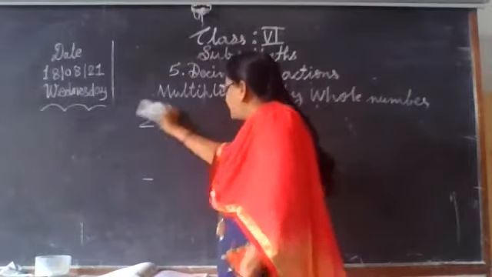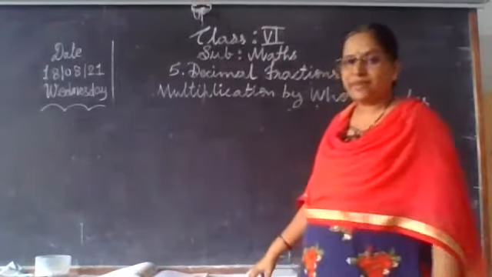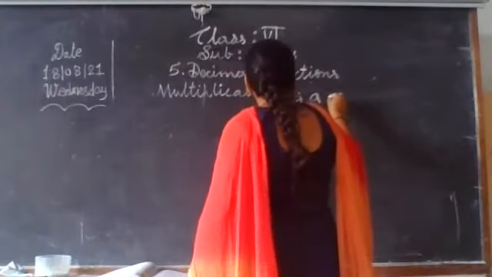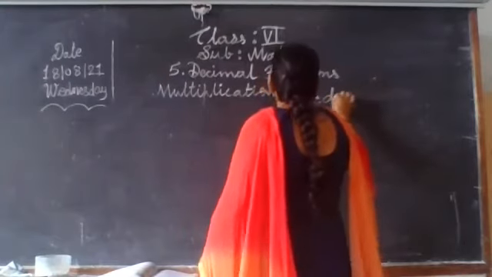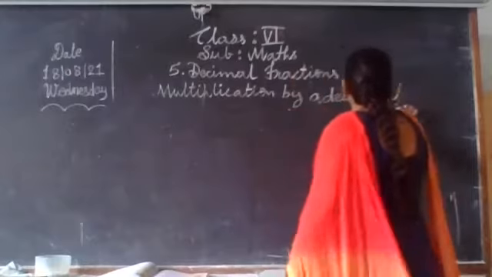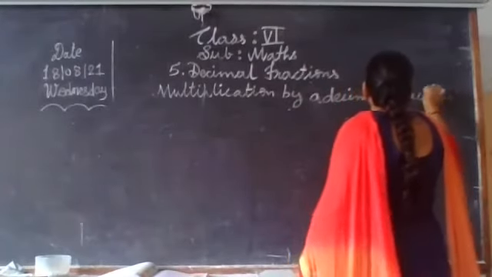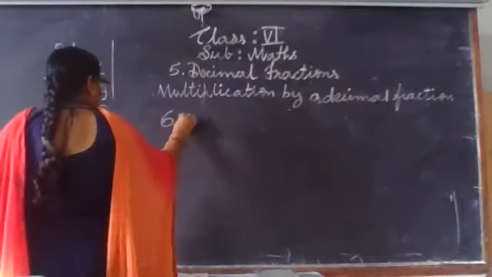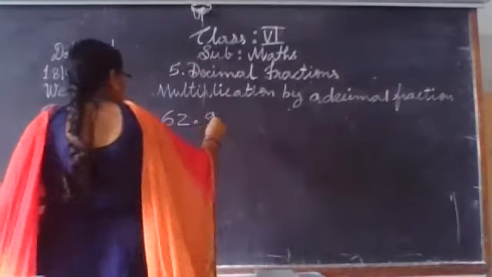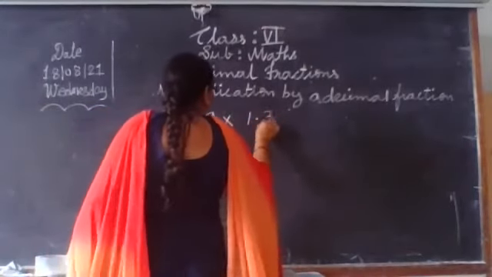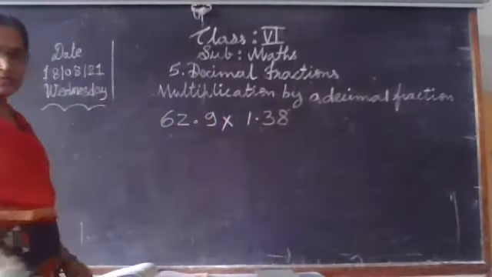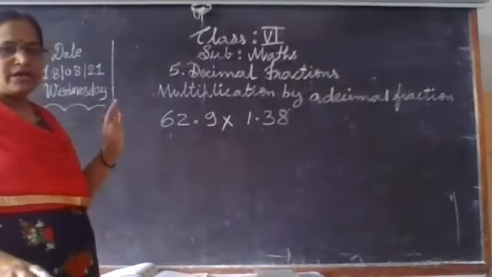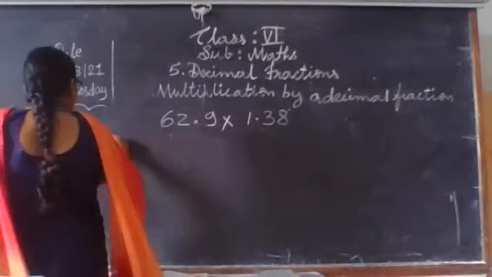Now let's learn multiplication of decimal fraction by decimal fraction. Okay, now let's see one example. 62.9 multiplied by 1.38. So see how to multiply. We just ignore the decimal point of both the numbers. So you can do it by two methods. See, first method is what?